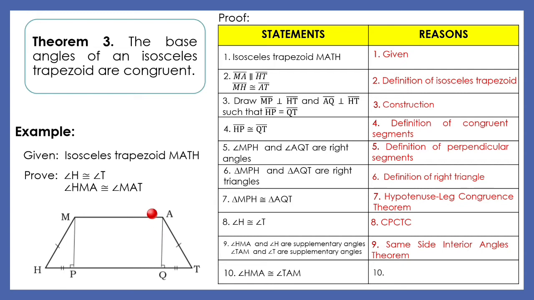They are congruent by supplement theorem. So, ang supplement theorem, supplements of congruent angles are congruent. So, na-prove na natin yung first theorem on isosceles trapezoid. Let's apply it in solving problems involving the first theorem on isosceles trapezoid.